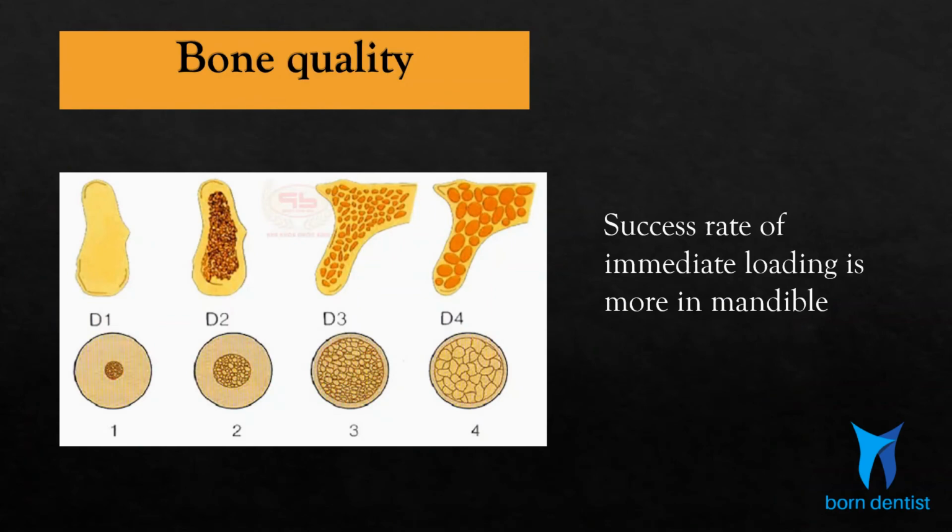Next factor is bone quality. Bone quality, as we said earlier, is the major factor in achieving the primary stability of the implant. Hence, D1 and D2 bone are more favorable for early and even immediate loading. And D3 and D4 bones are candidates for either delayed or progressive loading.